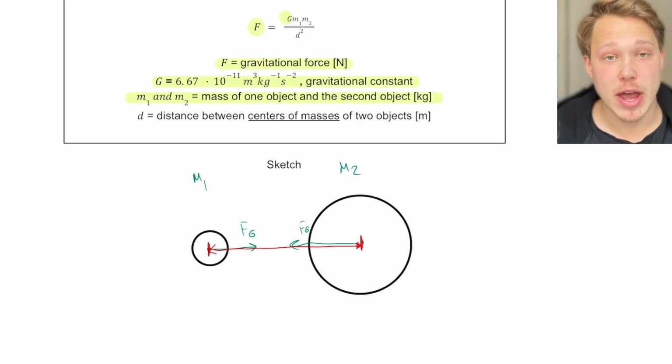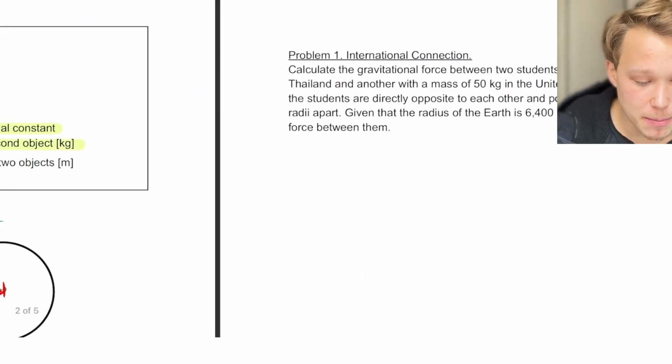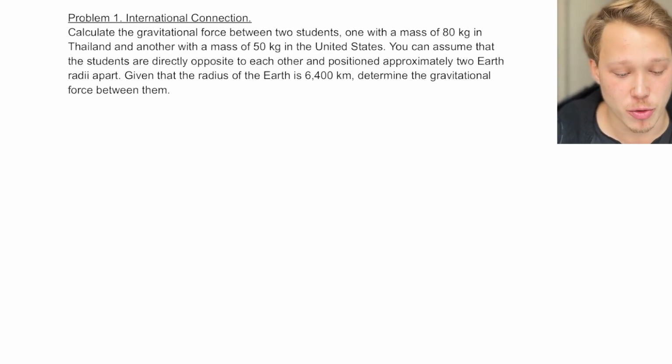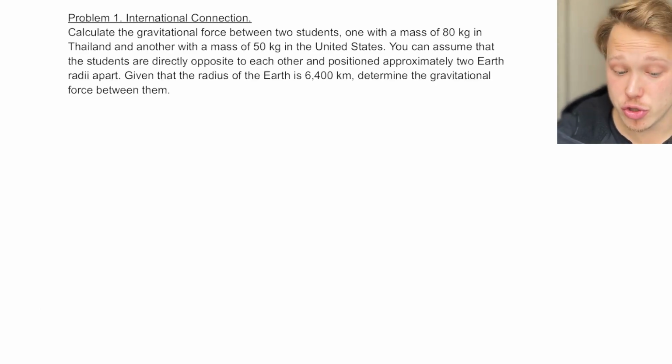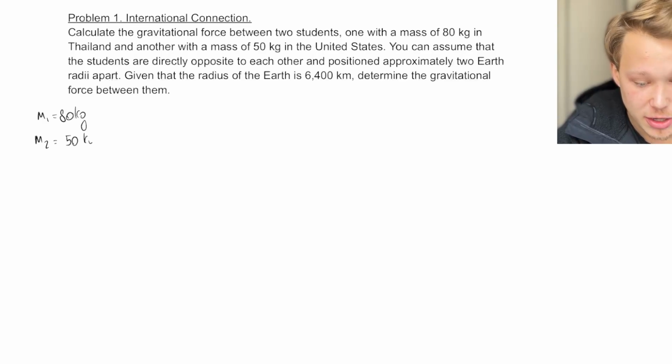Okay, now that we have learned what is the formula, let's practice it by going over two really quick and common examples. So the first example is going to be pretty straightforward. It's just going to be plugging it into the formula. So we have to calculate the gravitational force between two students, one with a mass of 80 kilograms in Thailand and another student of 50 kilograms in United States.